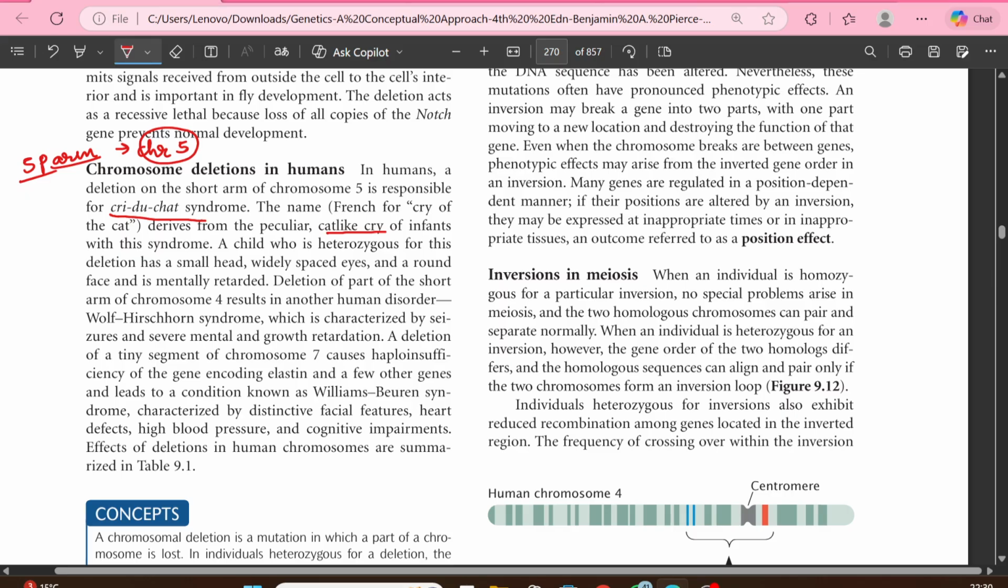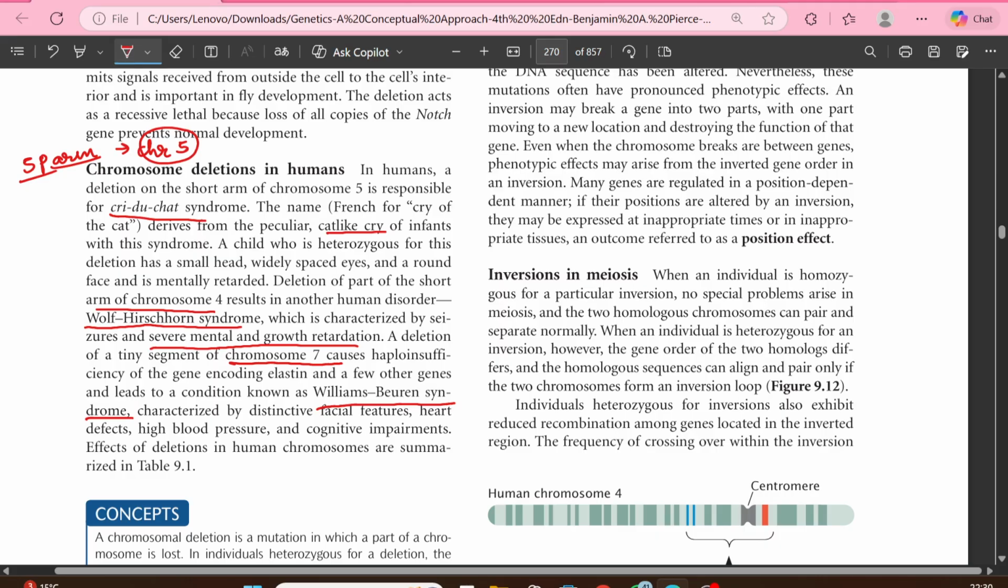Another example is the deletion of a part of the short arm of chromosome 4. If a part is deleted on chromosome 4, it results in a disorder referred to as Wolf-Hirschhorn syndrome. It is characterized by seizures and severe mental and growth retardation. Another deletion, if it occurs on chromosome 7, causes haploinsufficiency because the required amount of protein is not produced, and that also constitutes some of the disorders. This syndrome is known as Williams-Beuren syndrome.